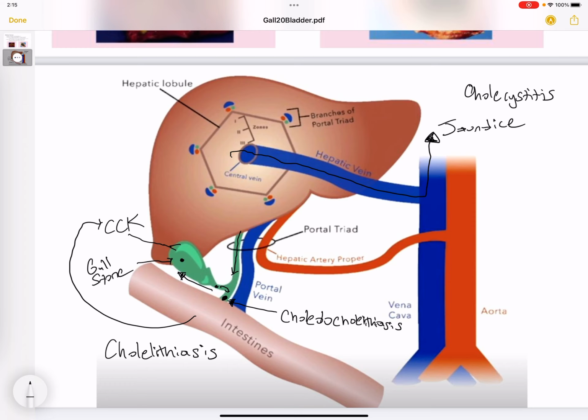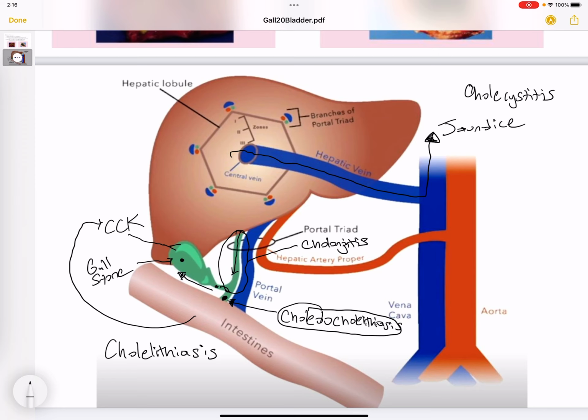Now, when we have this stone in our common bile duct, it is going to create this closed system. And this closed system is going to be very prone to infections. And if we get this location affected, that is going to result in cholangitis. And this could be deadly. The patient can go into shock and ultimately die. So it is extremely important that the patient is promptly treated if they have choledocholithiasis.